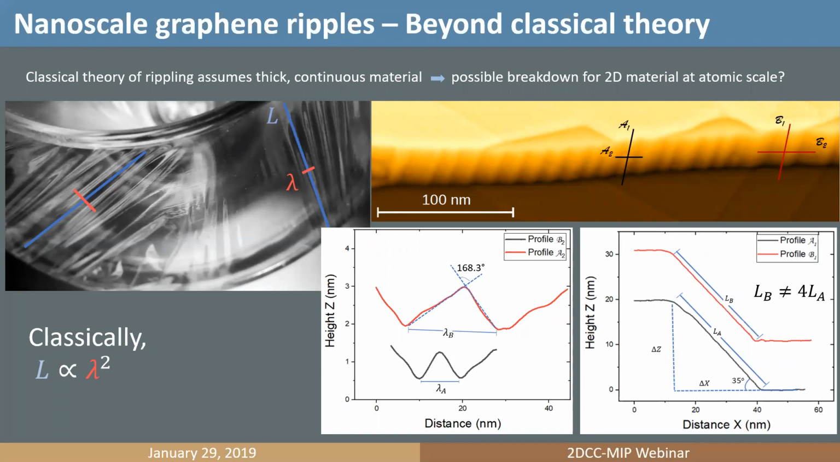Now, if you think about it, in some sense, you would expect it, because a classical theory would assume that the material has some finite thickness, and it is also a continuous material. In our case, none of those hold. It is the thinnest possible material, just an atom thick. And secondly, the length scale over which strain varies is really like a few nanometers. So it's comparable to the lattice constant of graphene. So it cannot be assumed to be a continuous material.